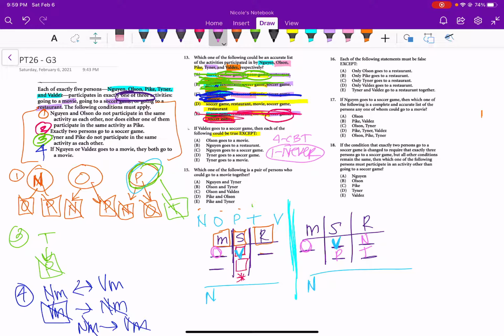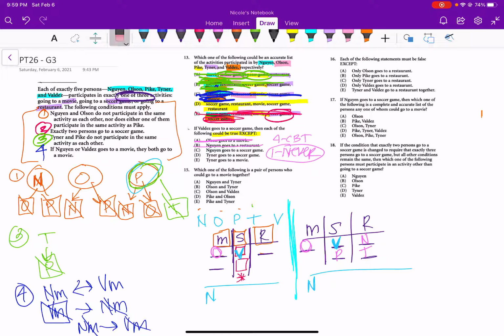So based on this one right here, we can cross off A because O can go to a movie. And we can cross off B because N can go to a restaurant. So both of those could be true.